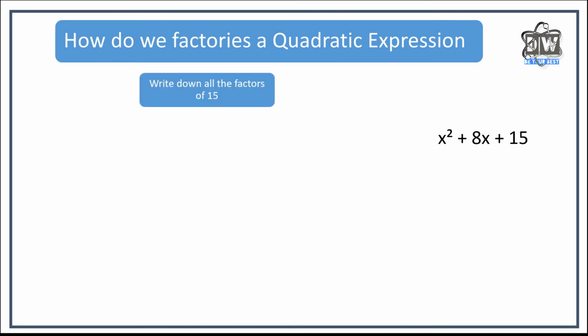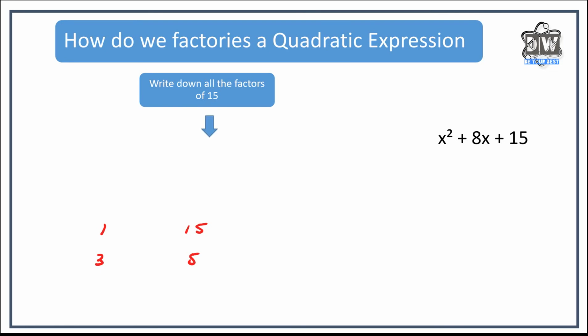Remember, the first step is to write down all the factors of 15, but pause the video now, give it a go, come back and see if you've got it correct. Okay, so what are the factors of 15? We've got 1 times 15 is 15. We've got 3 times 5 is 15, and there are no more.